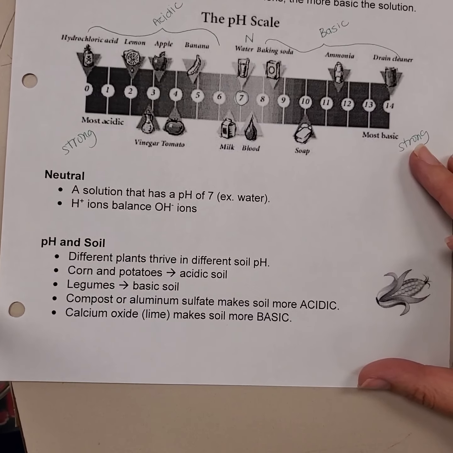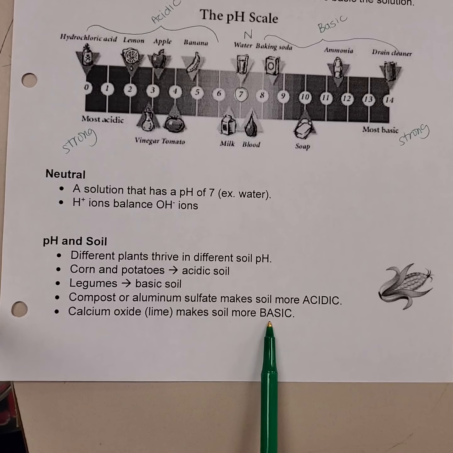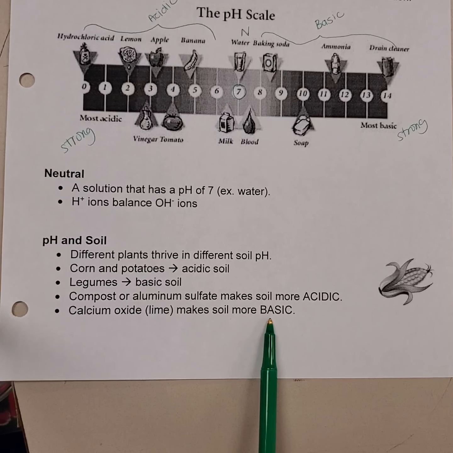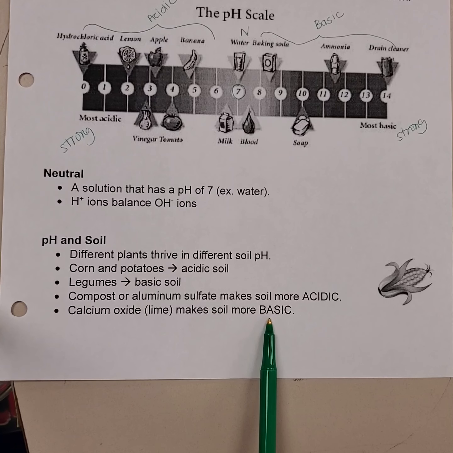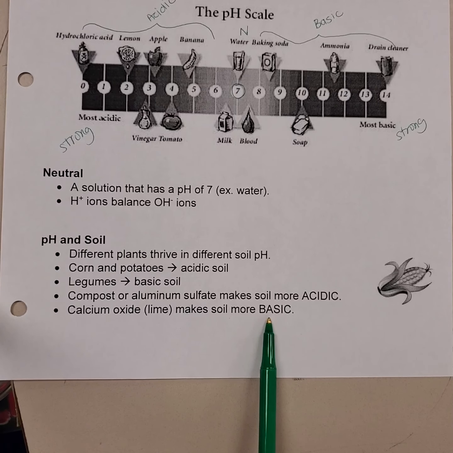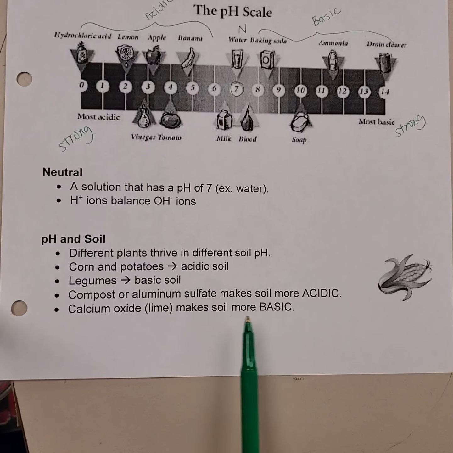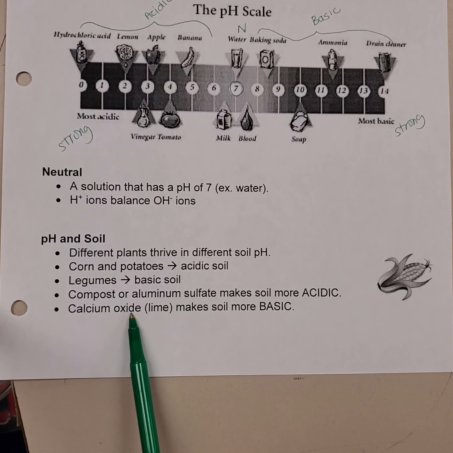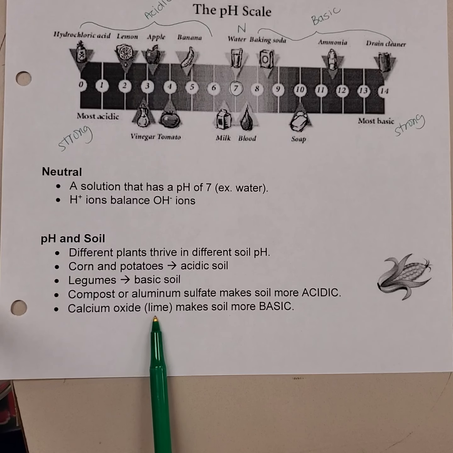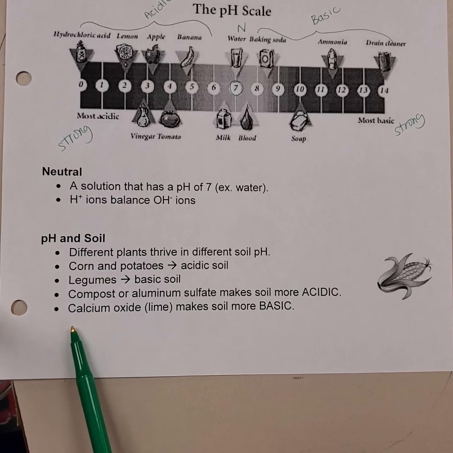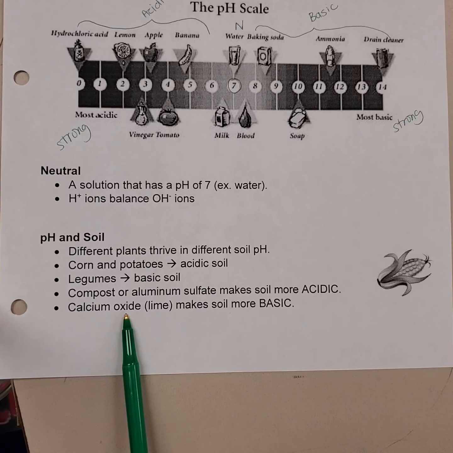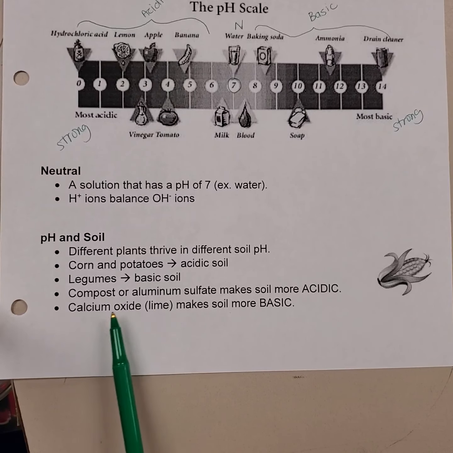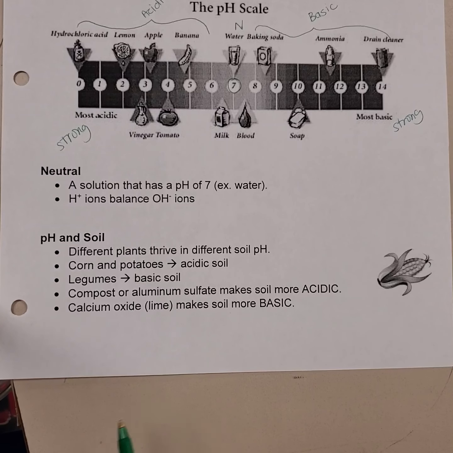Same goes for a base. If a farmer wants to make the soil basic, they're not going to just apply a liquid base to the soil because that would be very detrimental to the plants. So what they do is they add a chemical like calcium oxide. Calcium oxide is another word for lime, not lime like the fruit. And then the calcium oxide, when water is added to it, will form the base calcium hydroxide, which will allow the base to be added to the soil more slowly.